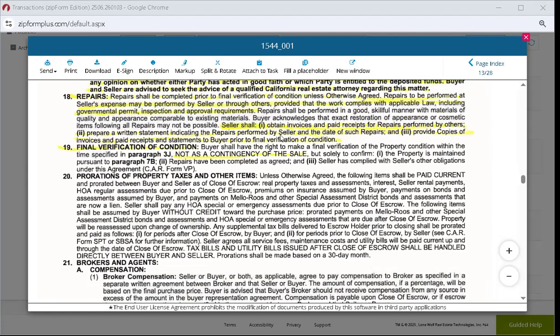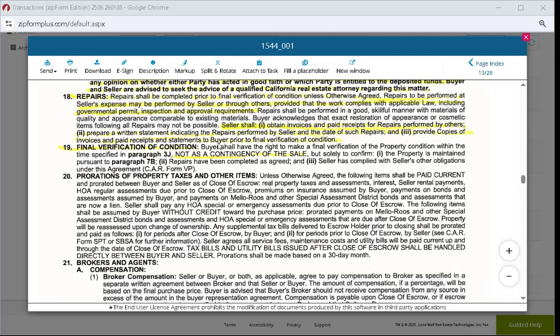Okay, so on the repairs, the only reason that I highlighted that, because if seller agrees to some repairs on the property, they may do it themselves, or they may hire somebody, but the seller shall obtain and provide to the buyer the invoices and paid receipts for the repairs performed by others. And if they did it themselves, they need to provide a written statement indicating the repairs performed by the seller themselves and the date. Provide copies of invoices and paid receipts and statements to buyer prior to the final verification, you need to provide those receipts.